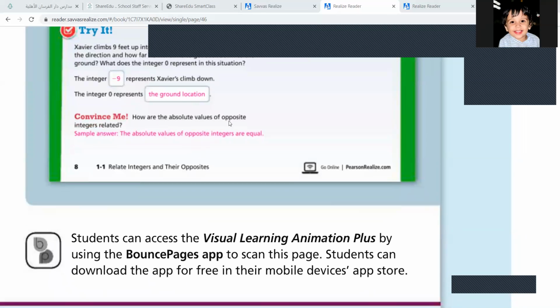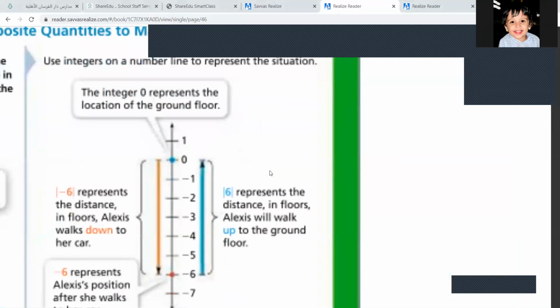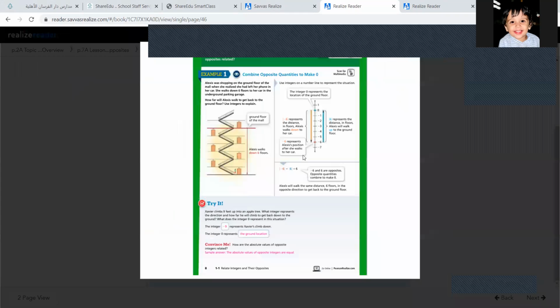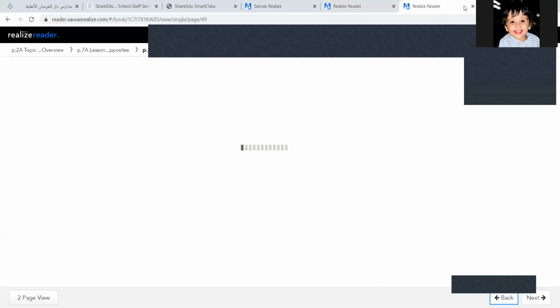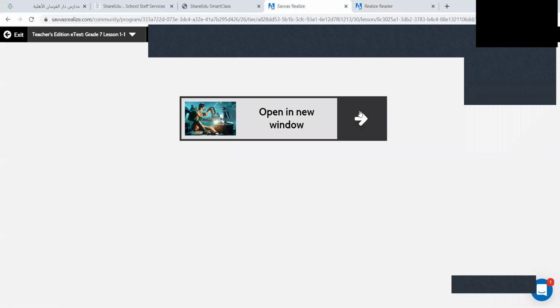how are the absolute values of opposite integers related? They are always equal. The absolute values, as I told you even before class, the absolute value of -6 is +6. They are equal. The absolute value of -20, if I ask you -20, it is +20. Clear? Okay. You got it? Yeah. Okay.